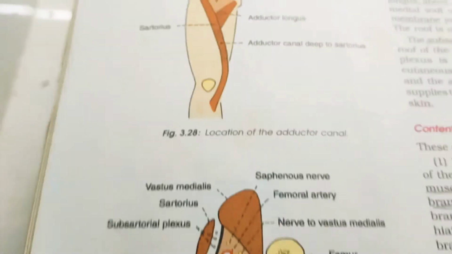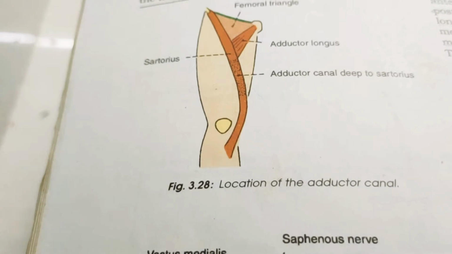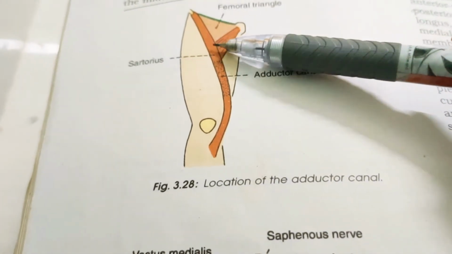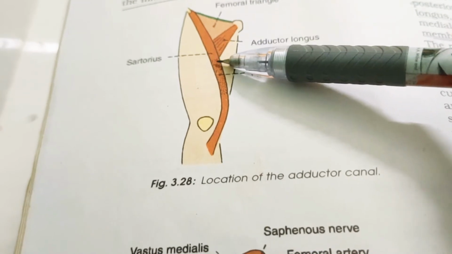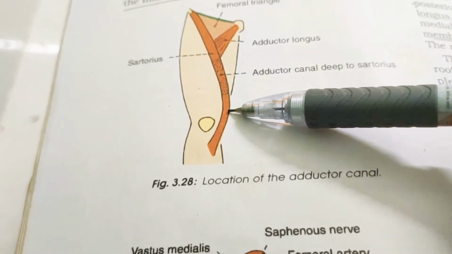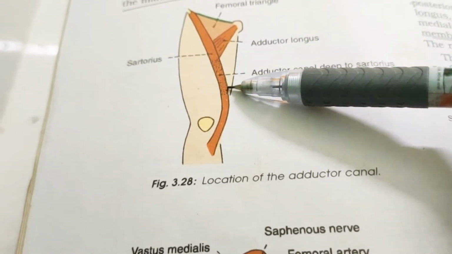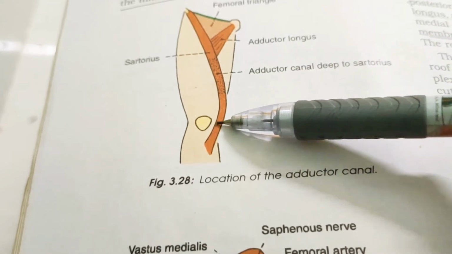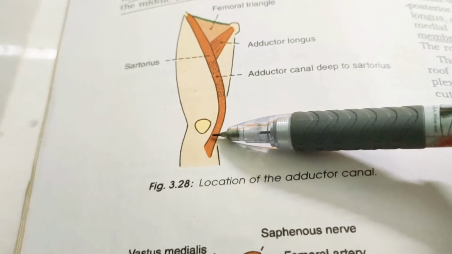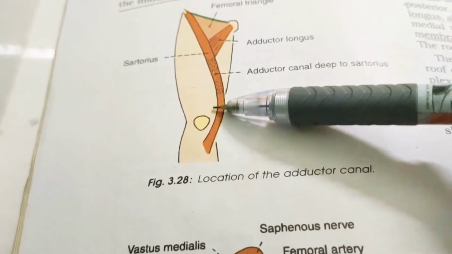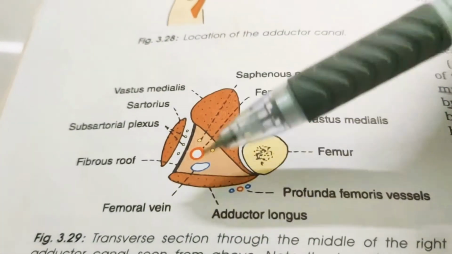Okay, so if you see the extent, this canal is extending from the apex of the femoral triangle. This is the apex, right? This is the base. So from the apex of the femoral triangle above to the tendinous opening in the adductor magnus below. So here will be the tendinous opening of adductor magnus below. Till here this canal is extending, and the canal is triangular in cross section. So here you can see the shape of the canal.